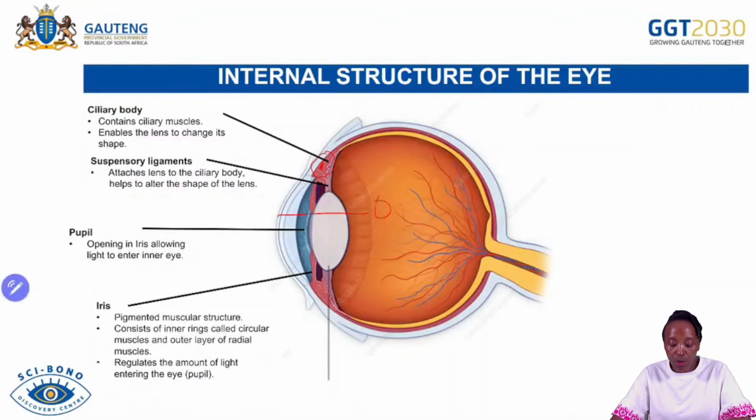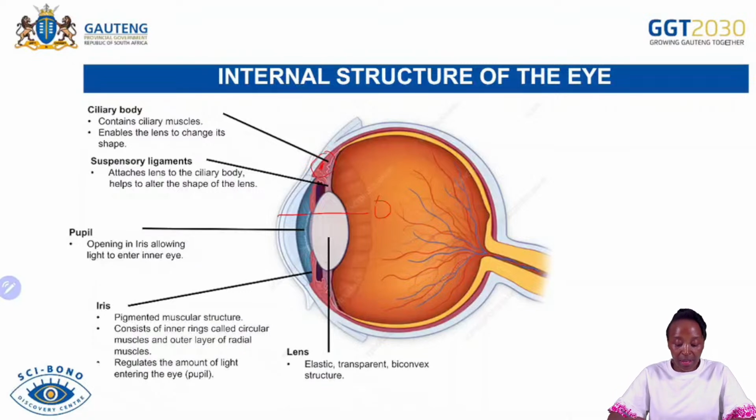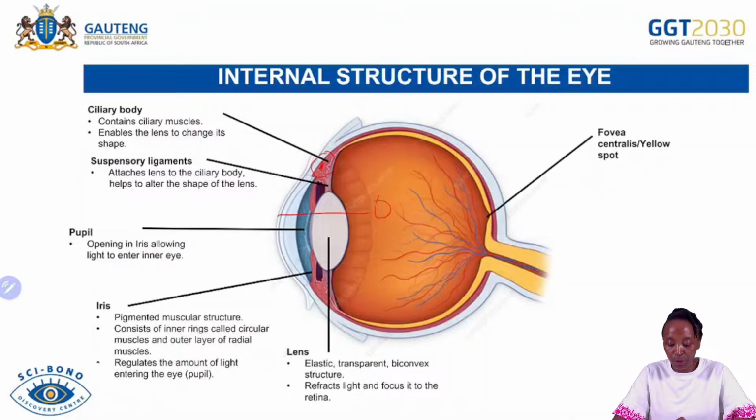And then we also have the lens. The lens also plays a very major role in the refraction of light. So when it alters its shape, you are able to see the objects that are close or the objects that are further away. Let me just move quickly. And then we have this part of the eye, which is called the yellow spot or the fovea centralis.